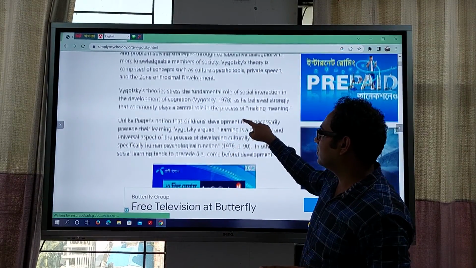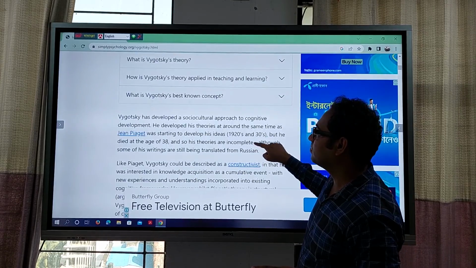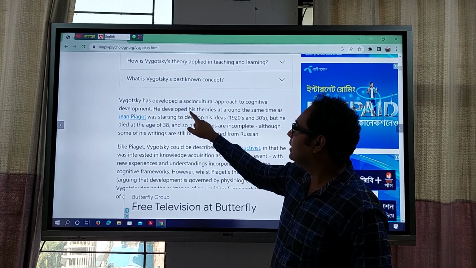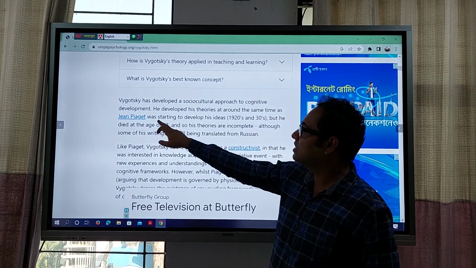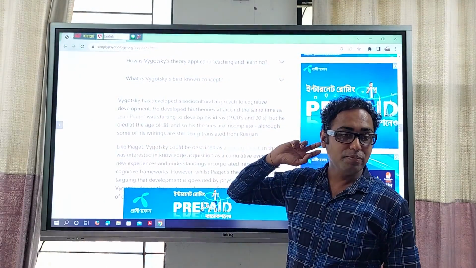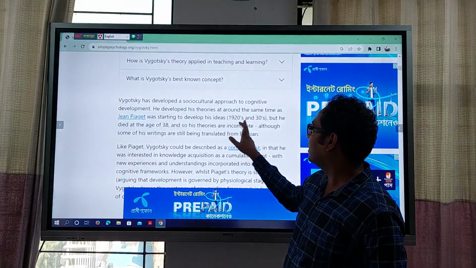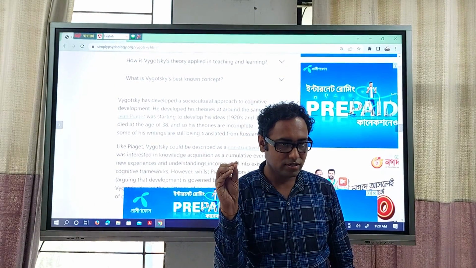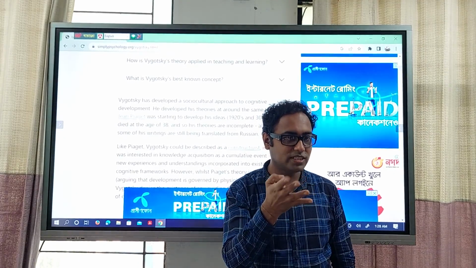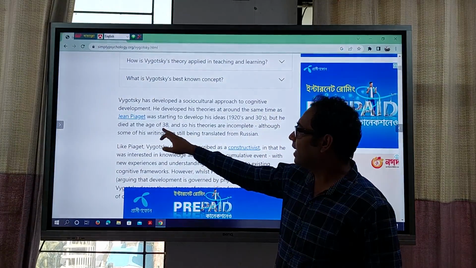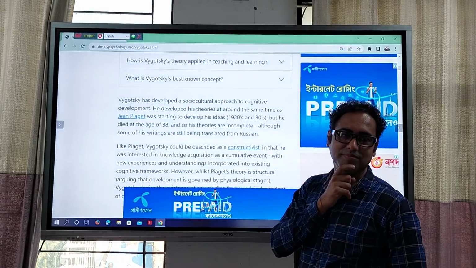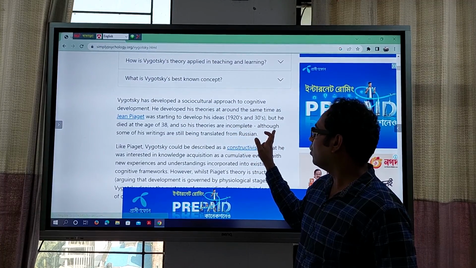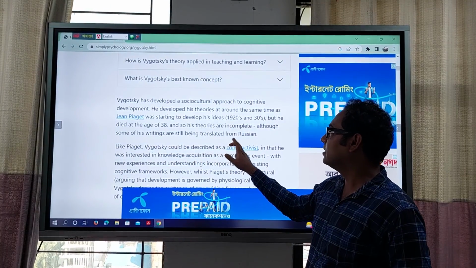So let's come to the next point. Yes, Vygotsky developed a socio-cultural approach to cognitive development, and he developed his theories at around the same time as Jean Piaget, who was starting to develop his ideas. So Piaget has given a child language development theory. Piaget gave 4 stages of learning, but he died at the age of 38, so his theories are incomplete. Some of Vygotsky's writings are still being translated from Russian.